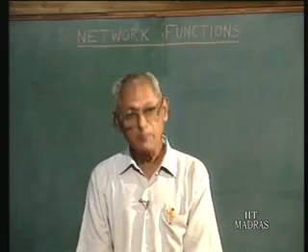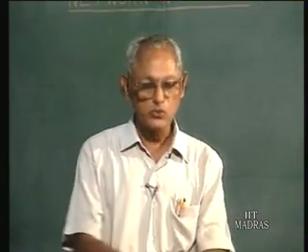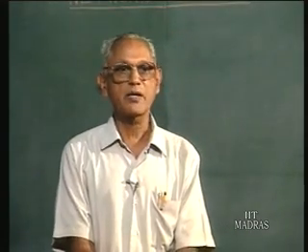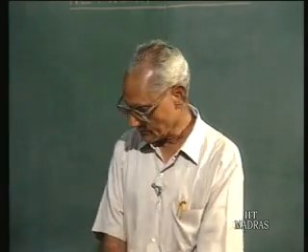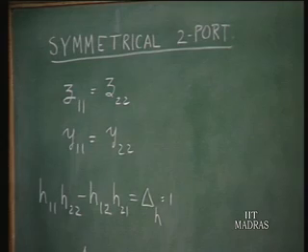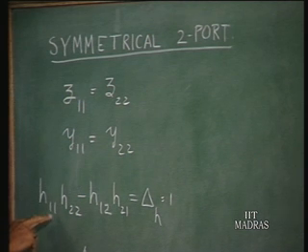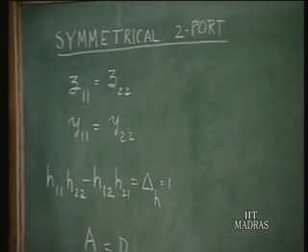Now, there are some two-port networks which provide identical behavior whether you view them from port 1 or port 2. Such two-port networks are called symmetrical two-port networks. That means the network has a kind of symmetry with reference to ports 1 and 2. For a symmetrical two-port network, the driving point impedance, whether you look at port 1 or port 2, is the same. Z11 equals Z22, Y11 equals Y22, and in terms of H parameters, the determinant H11 H22 minus H12 H21 equals 1, and A equals D.